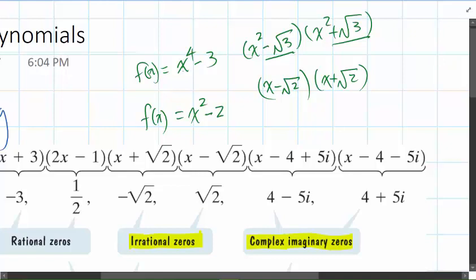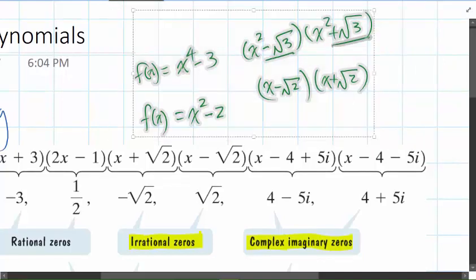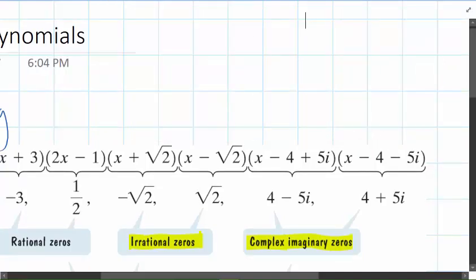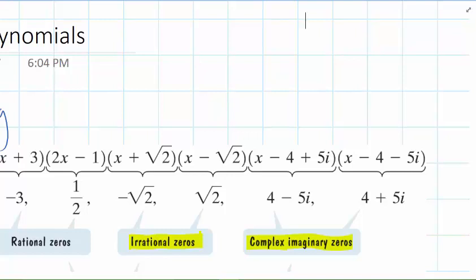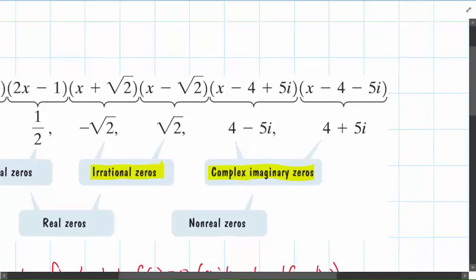Because they have to come from a rational number, and because of a difference of 2 squares, or some difference of 2 cubes, it's going to transform into irrational zeros. So now we've covered irrational zeros. What about complex imaginary? It works the same way.